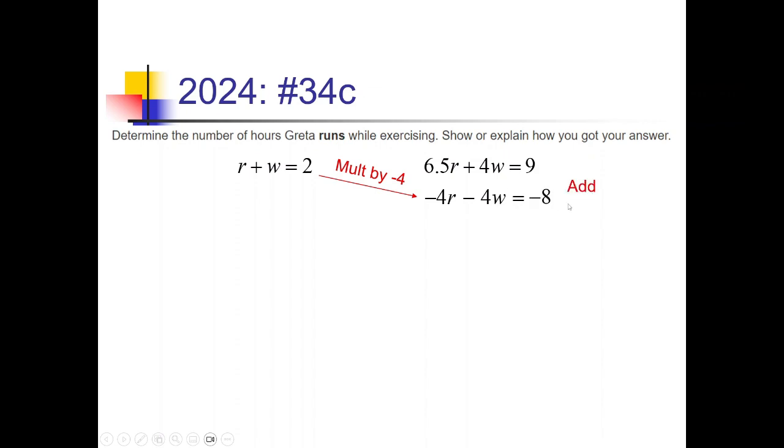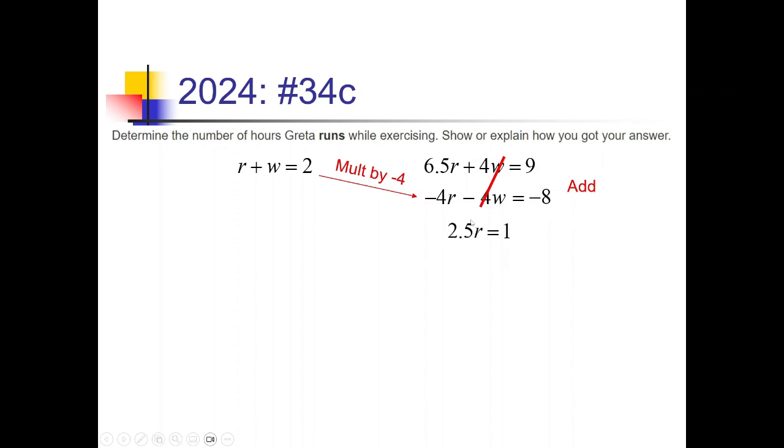And I'll just add these equations together. So these W's cancel out. That was why I picked negative 4 for that first equation. And 6.5R plus negative 4R is going to be 2.5R. And then 9 plus negative 8 equals 1.